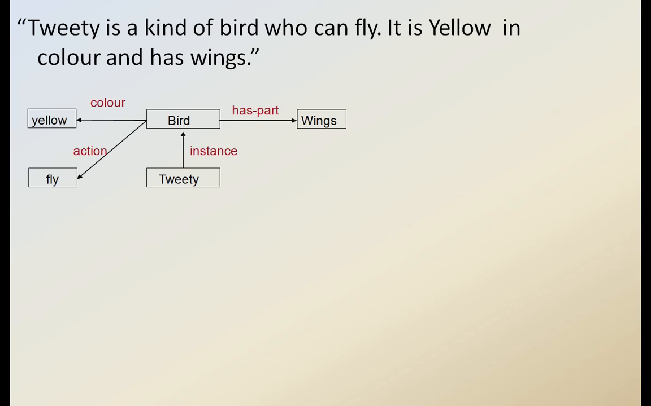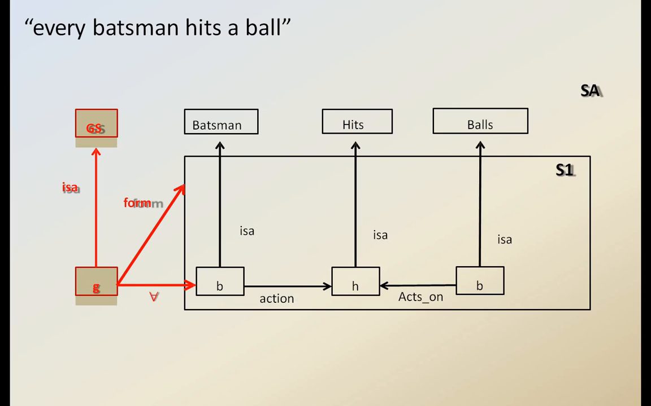Some more examples we can see based on the semantic nets. Every batsman hits a ball. For all batsmen hits a ball. Here also you have to use the general statement. General statement can be represented as small g is a form for all. So B is a batsman, H is a hit, B is balls, and the partition net is S1 and the whole is SA here.